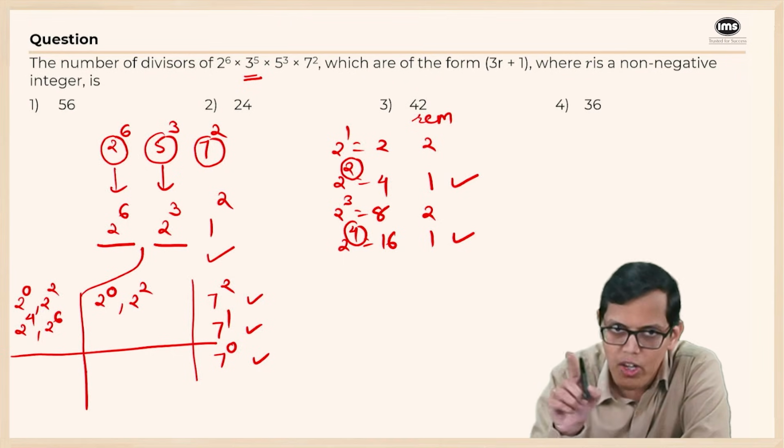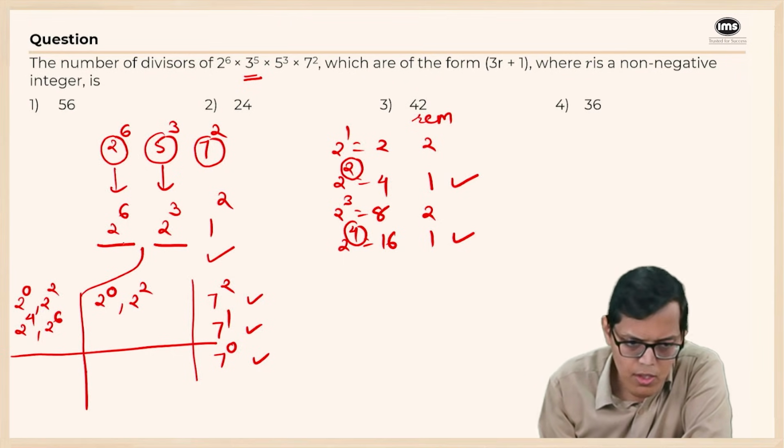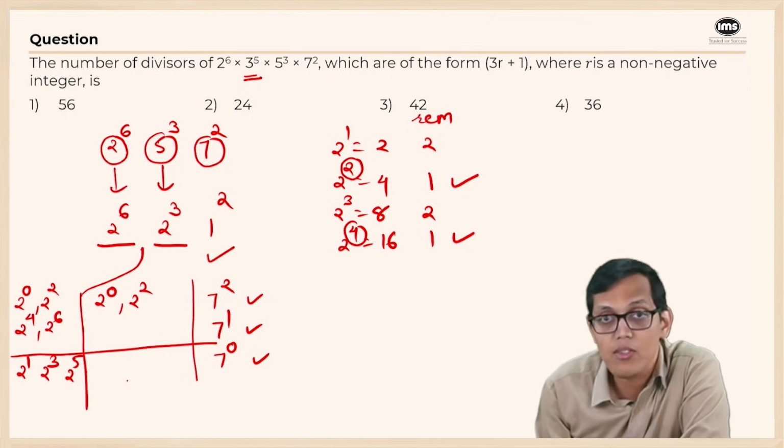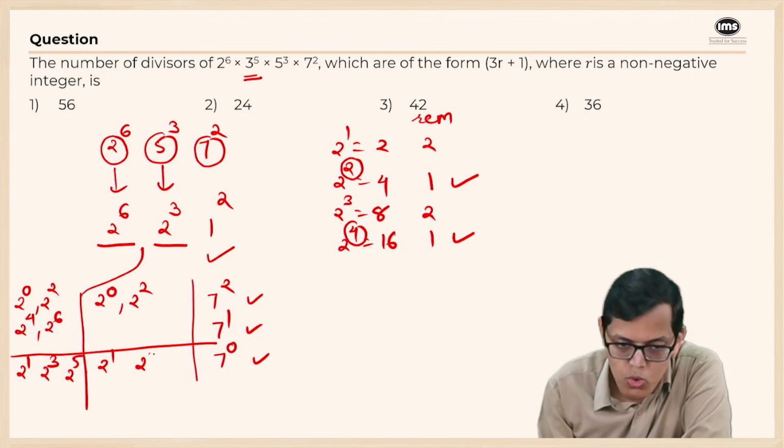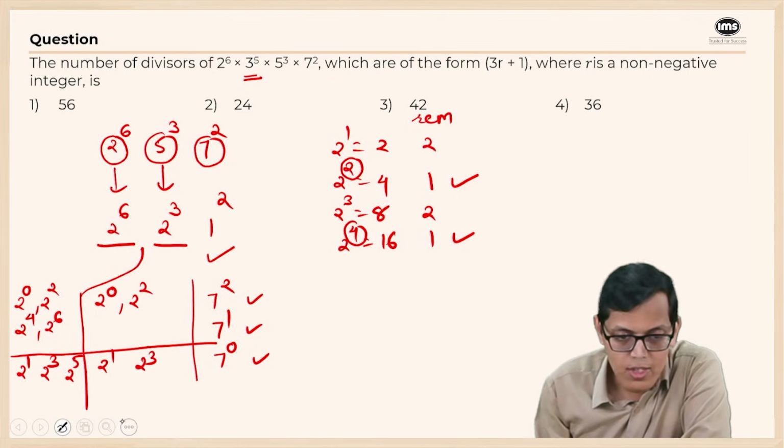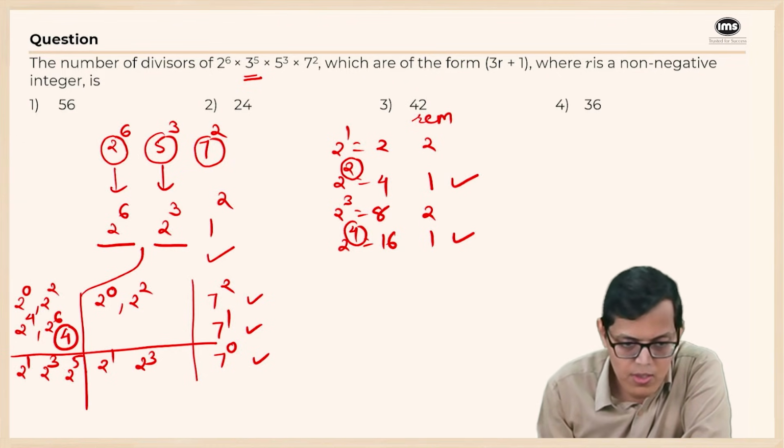Now let's focus on the odd into odd combination. 2 raised to 6 might give us 2 raised to 1 as a factor, or 2 raised to 3, or 2 raised to 5 as a factor. Similarly, 2 raised to 3 can produce 2 raised to 1 or 2 raised to 3 as a factor. It's time to check how many combinations we have. These are 4 combinations. These are 2 combinations.